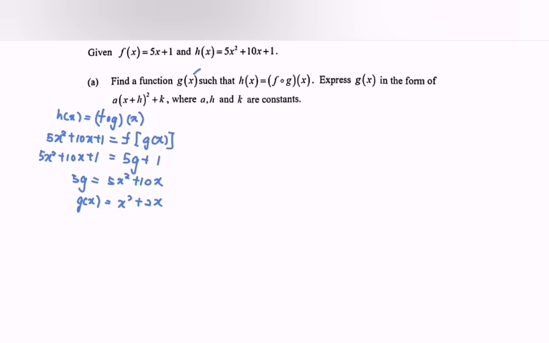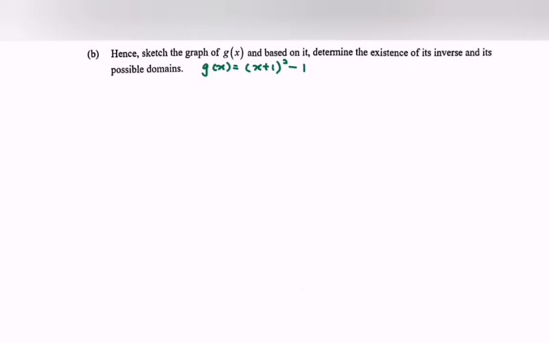That means we have to complete the square. So g(x) equals x squared plus 2x plus bracket squared minus bracket squared. In here we have 2x, meaning 2 over 2. So rewrite the situation: (x plus 1) squared minus 1. So that is the standard form. Refer to part b. Hence, sketch the graph of the function g(x) and based on it determine the existence of its inverse and its possible domain.